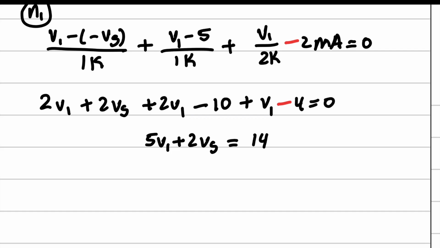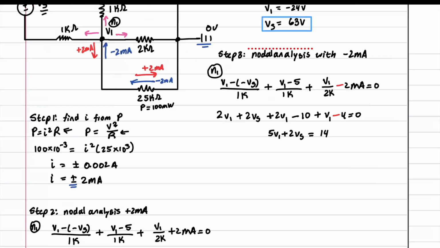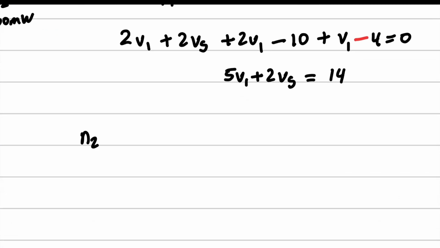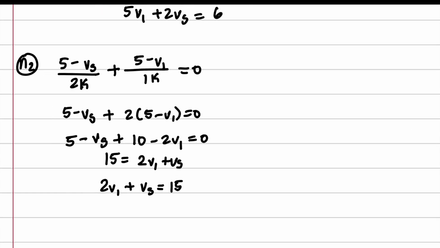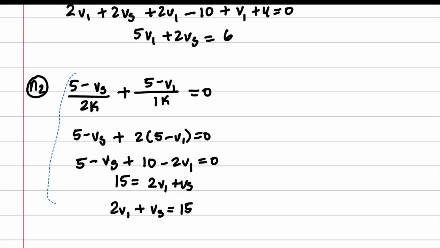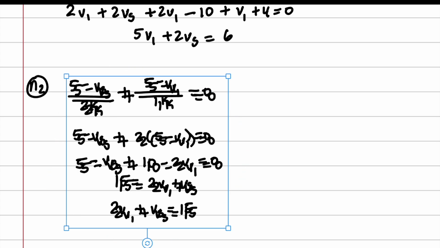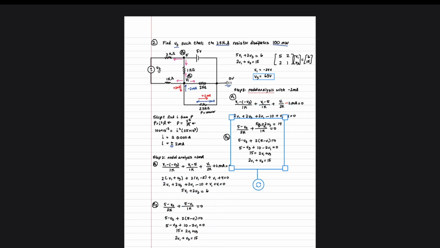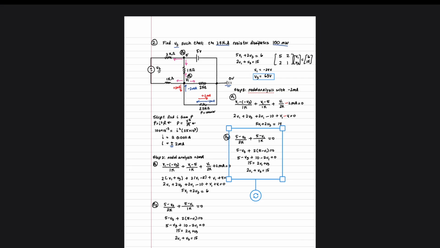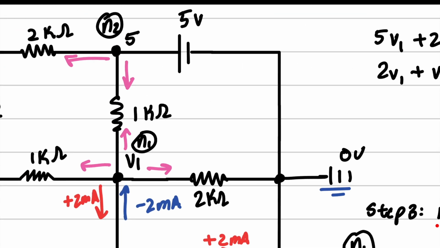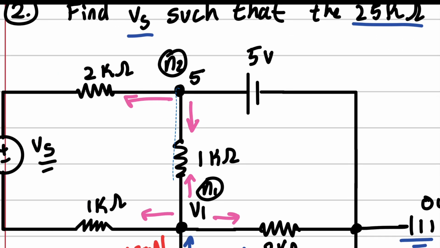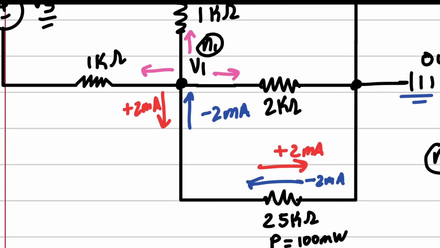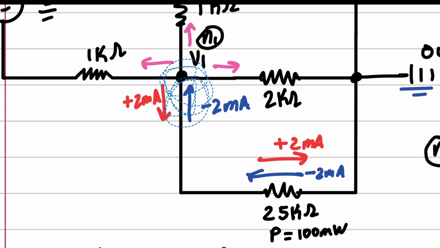Okay, and the cool thing is the other node is not dependent on that current source, so we can just directly copy and paste all of this, and I can show you that right here. If we have N2, it's still going down to Vs, and we have N2 going down to V1, and then that's it. We are not affected by this right here.